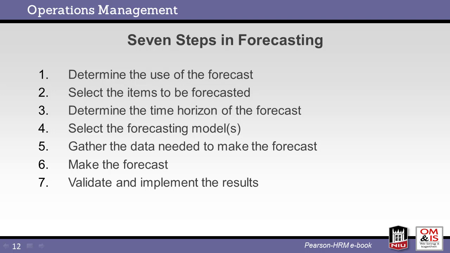Here are the typical steps in creating an accurate forecast. Steps 1 through 5 cover the preparation, including clear definition, methods, and data gathering. The actual forecast is performed in step 6, while in step 7, we confirm the results and make use of the data for operations management decision making.